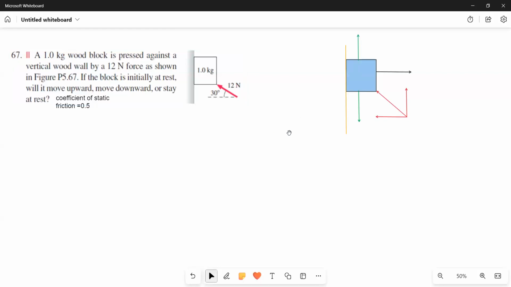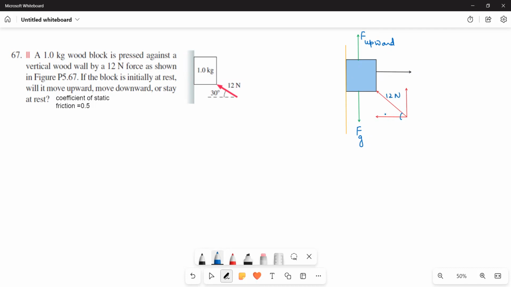Okay. So for that, we will draw the free body diagram. Here is the free body diagram, and here are the forces. This is the weight acting vertically downwards. And here, this is the upward force, whatever it may be. I will write this as F upward. And here the 12 Newton force is applied in this direction.